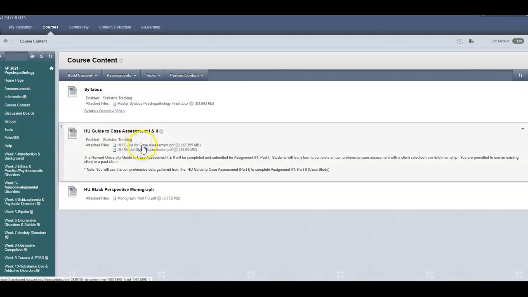So you can click here and get the case study guide, and you can click here to get the mental status exam. Again, the Howard University guide for assessment is what you'll be using for part one, and your mental status examination you'll also be needing for part one, which is due before part two. Again, please make sure you reference Blackboard, which will provide you information on your due dates for this assignment.